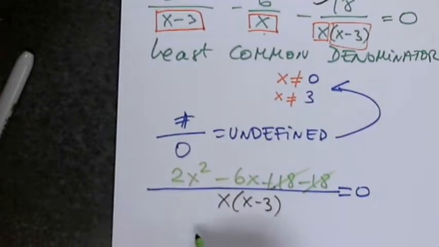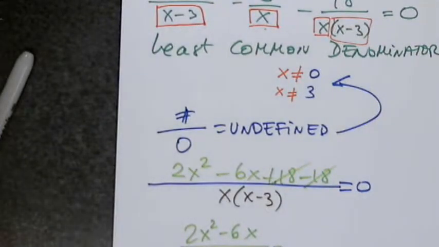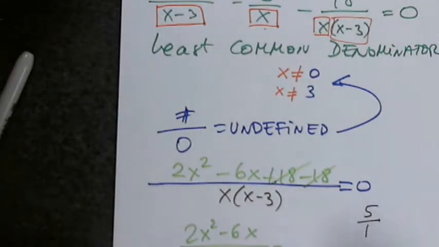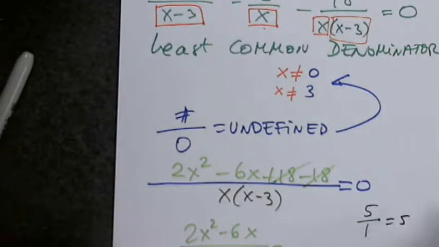So now the fraction is (2x squared minus 6x) divided by x times (x minus 3) equals, stop for a moment please, and allow me to ask you a couple of questions. Can I write 5 as 5 over 1? Can I write negative 10 as negative 10 over 1? Can I write 0 as 0 over 1?